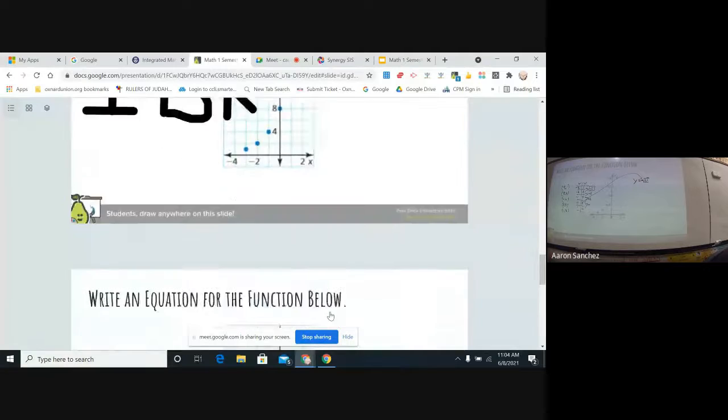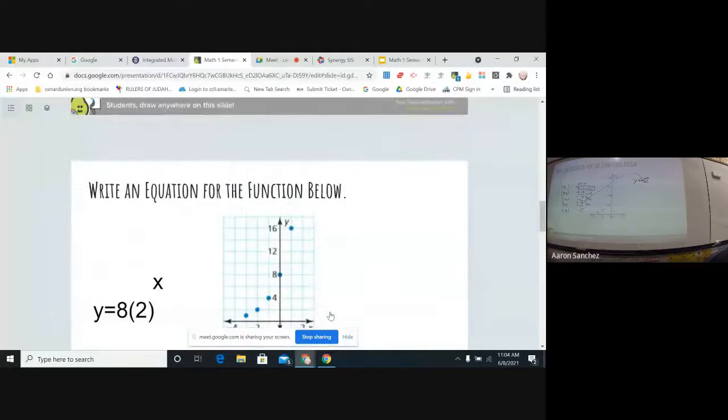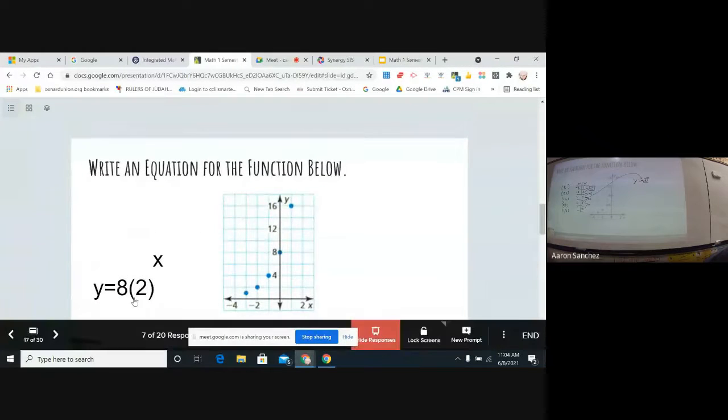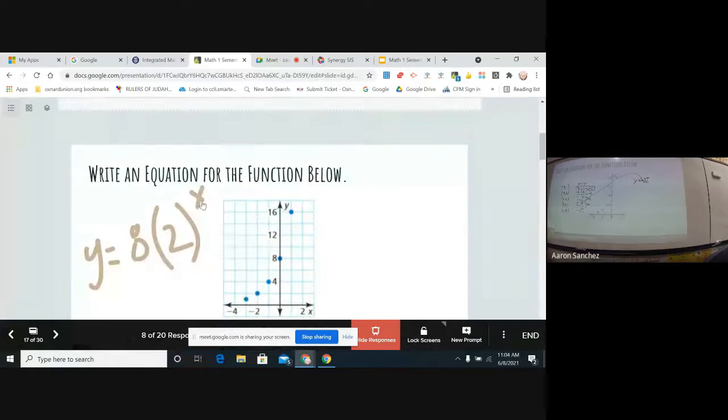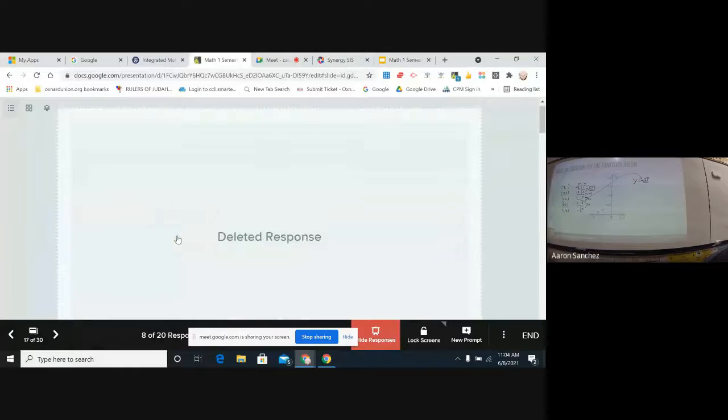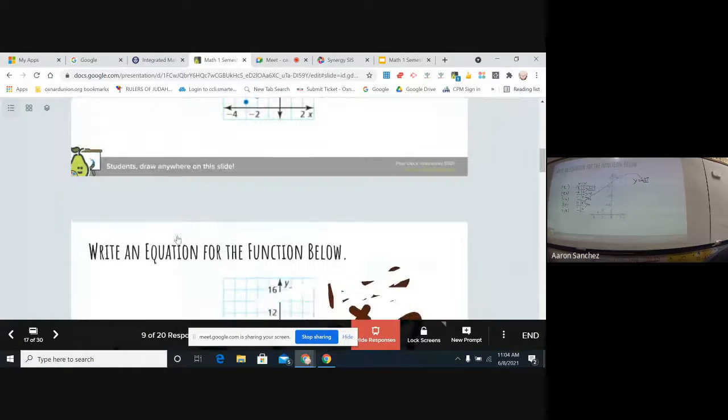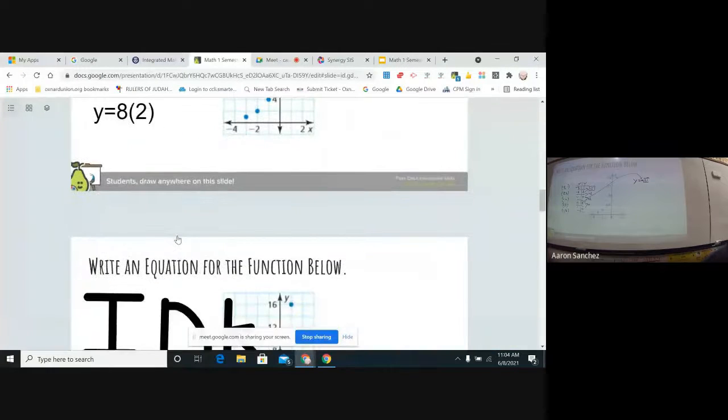Okay, it has to be ab to the x. Oh, there we go. Y equals 8 times 2 raised to the x power. I don't know who did that. That's very good. 8 times 2. Make sure you put the x on the top here. There you go. This is right. 8 times 2 raised to the x. There you go. I got 3 answers there. But anyway, you guys need to make sure you know how to do that for the test.